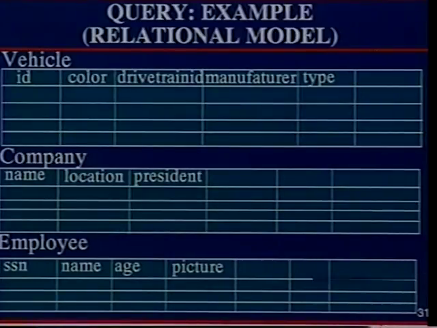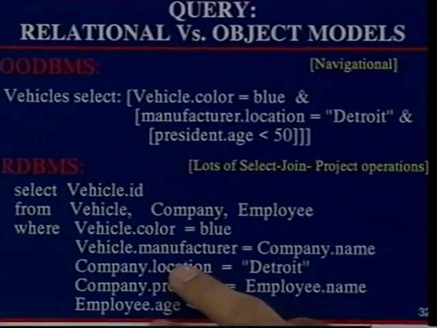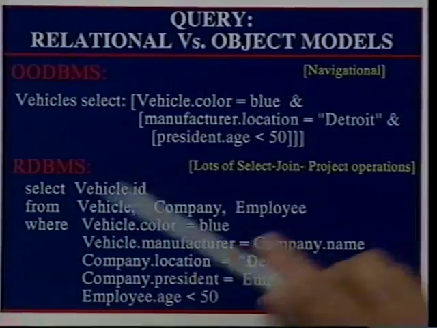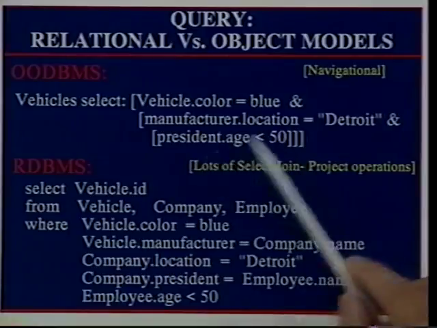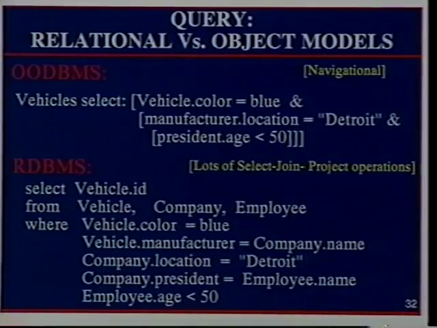So if you were to make a query then to find out all the vehicles whose color is blue and whose manufacturer's location is Detroit, and whose president's age is less than 50. So you want to get hold of all the vehicles whose color is blue and whose manufacturer is located in Detroit and whose president's age is less than 50. The way you do that in an object oriented model is the following.